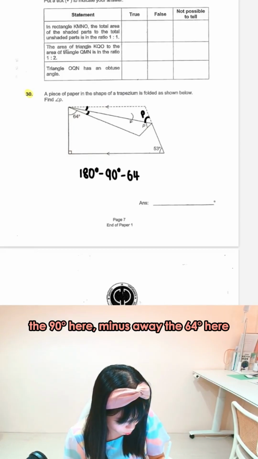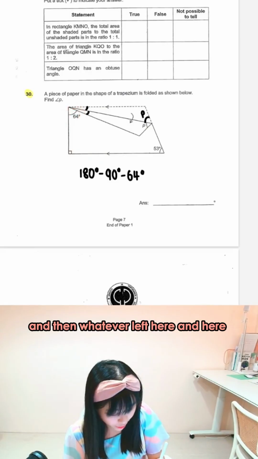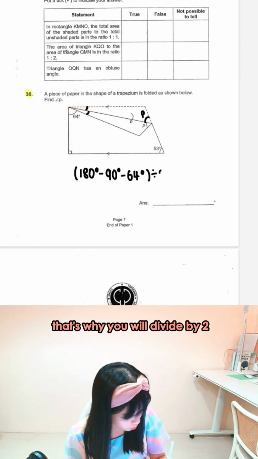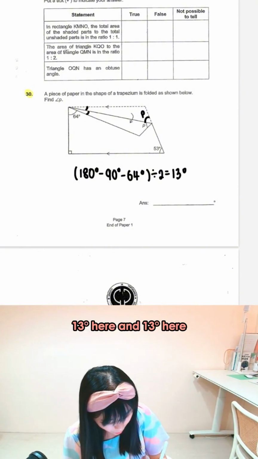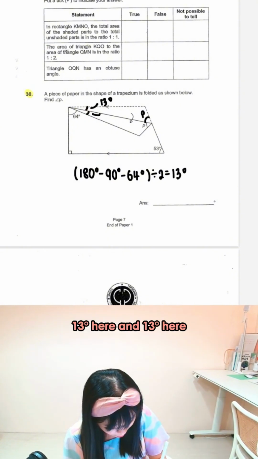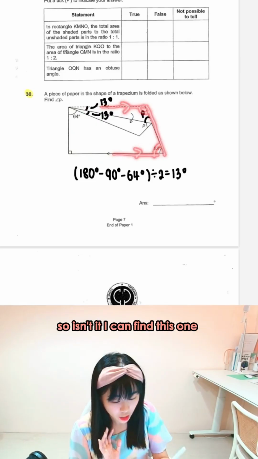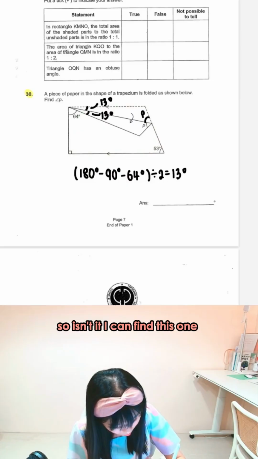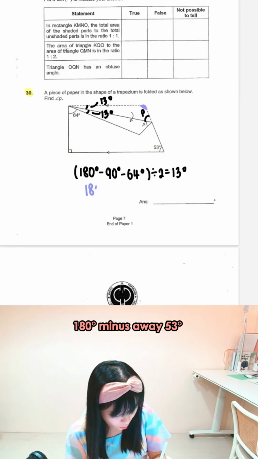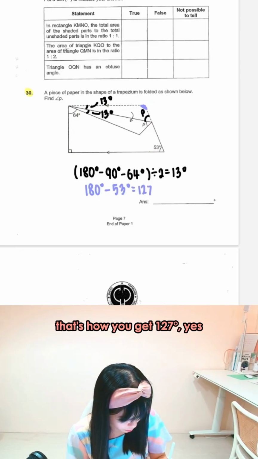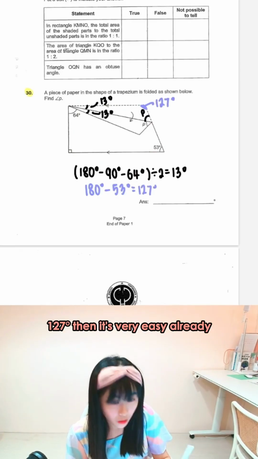minus away the 64 here, and then whatever left here and here, they're the same, right? That's why you will divide by 2. That's how you get 13 degree. 13 degree here, and 13 degree here. Using the same property, y'all tell me this and this will add up become 180, right? So isn't it, I can find this one. Everyone, how do I find this one? 180 minus away 53. That's how you get 127. Yes, 127. Okay, that is very easy already.